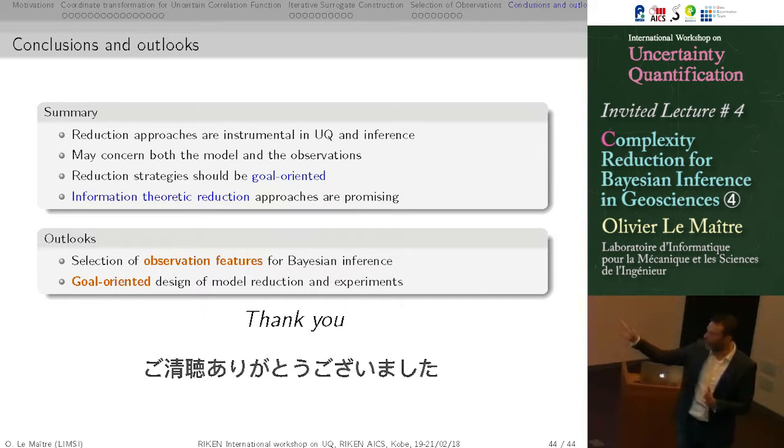The reduction strategy should be goal-oriented, in the sense that you should always propose a reduction with a specific purpose and a specific objective. So typically, you can construct surrogates, but what you want is a surrogate that is accurate with respect to the posterior. Or you may want to construct a reduction of your observation, but in a way that gives you a posterior that is the closest to the original one, with the full observation. That's what Loic did. And in this context, I think that information theoretic reduction approaches are very promising.